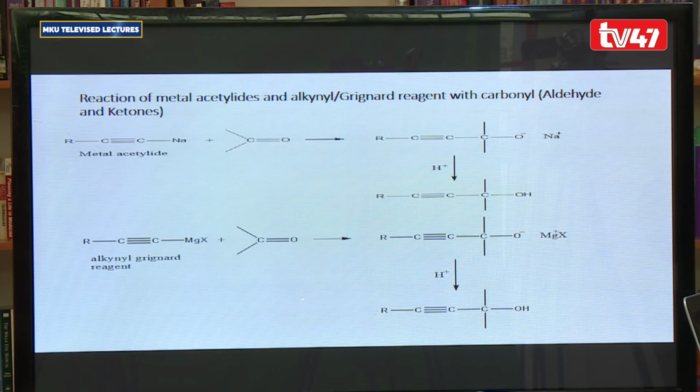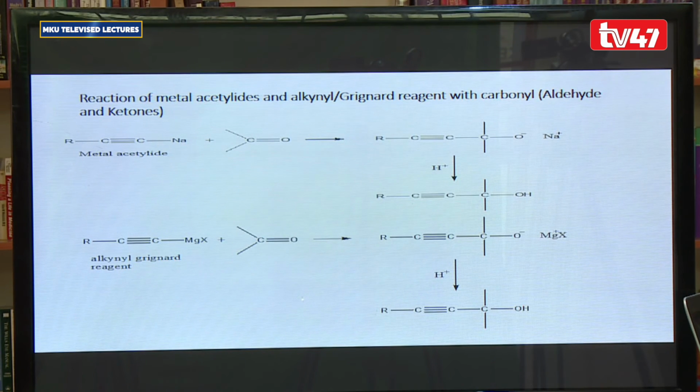Reactions of metal acetylides and alkynyl Grignard reagents with carbonyl compounds, that is aldehydes and ketones, are the ones that we refer to as carbonyl compounds. So carbonyl compounds will join in the presence of either what we formed earlier, a Grignard reagent joined at the carbon having the triple bond, or a metal reagent, or a metal joined to the triple bond.